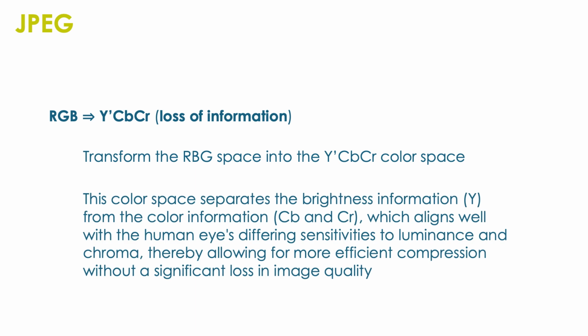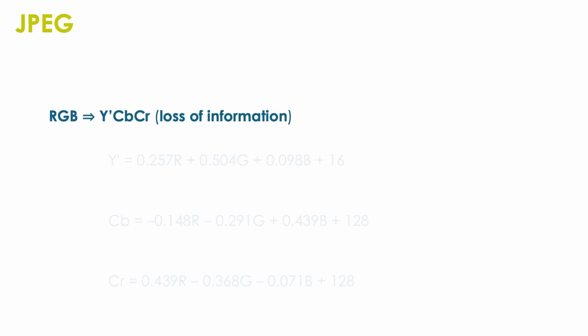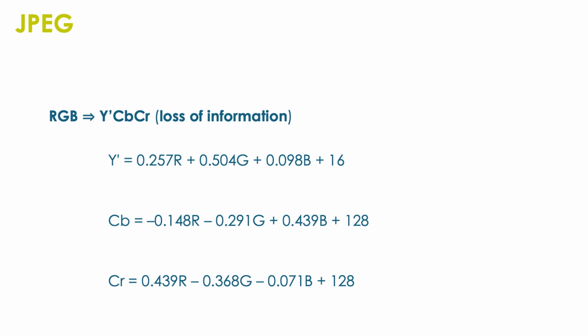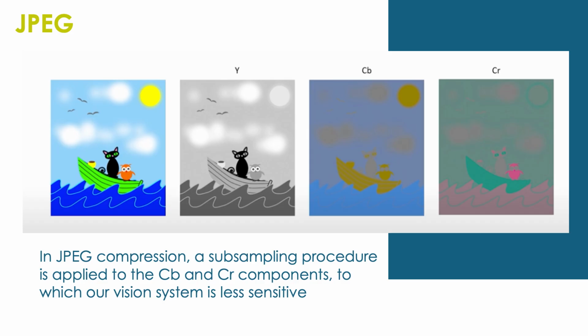So now, JPEG allows the conversion between RGB and a space, again, called YCbCr. The color space separates the brightness information Y from the color information Cb and Cr, which aligns well with the human eye's differing sensitivities to luminance and chroma, thereby allowing for more efficient compression without a significant loss in image quality. This conversion is done by means of the following formula that you can see here. And here you can see an example of the YCbCr space where 3 separate channels are exposed.